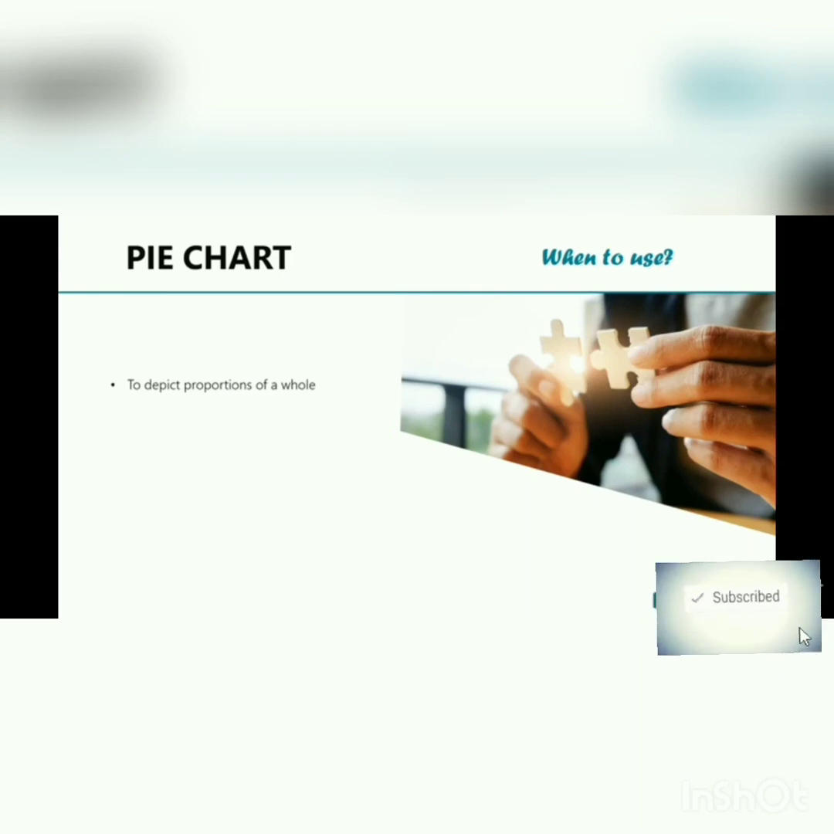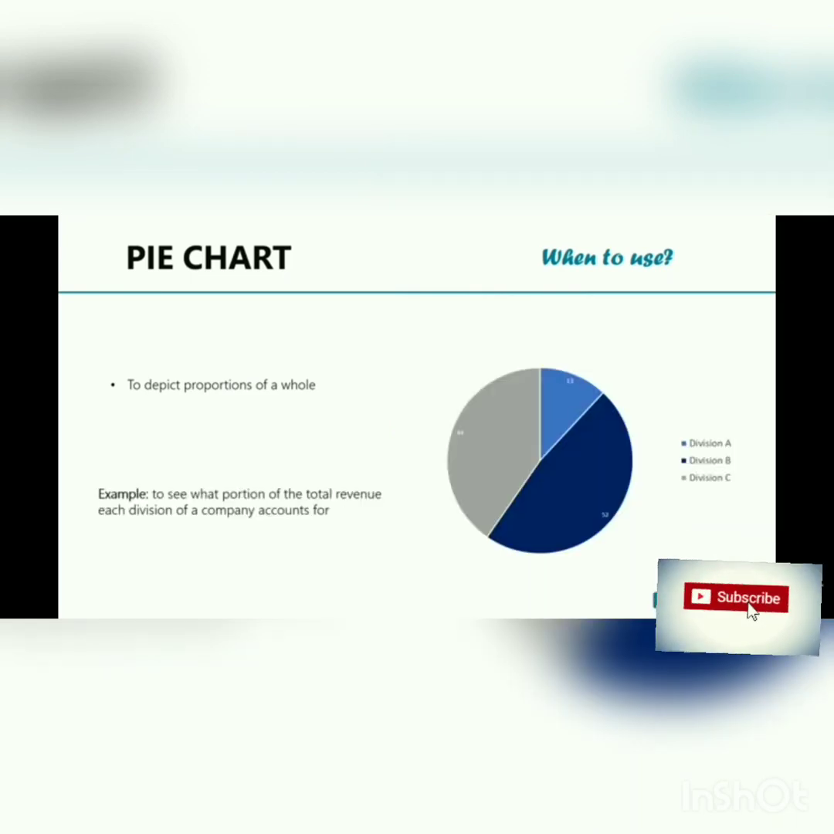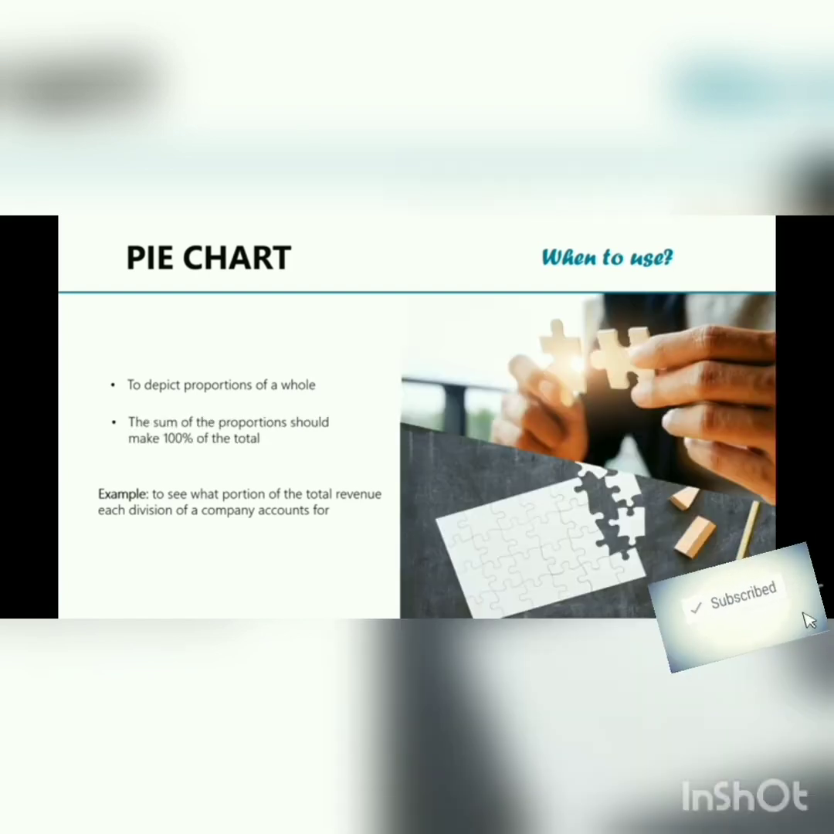What does that mean? If a company operates 3 separate divisions, at year-end its top management would be interested in seeing what portion of total revenue each division accounted for. A pie chart is perfect for this case. However, we need to be certain that the sum of the proportions makes 100% of the total. That is, we cannot afford to forget any of the 3 divisions contributing to total revenue.